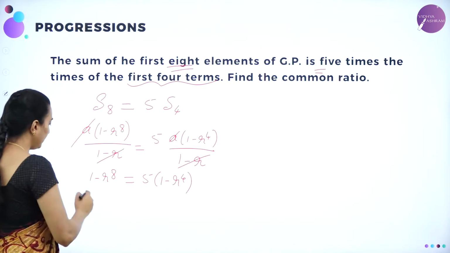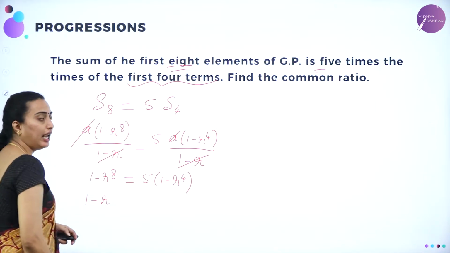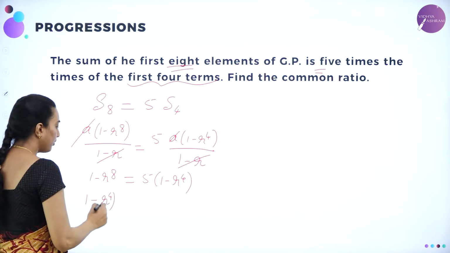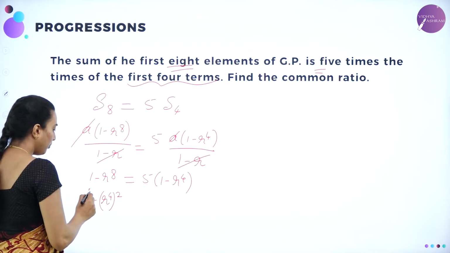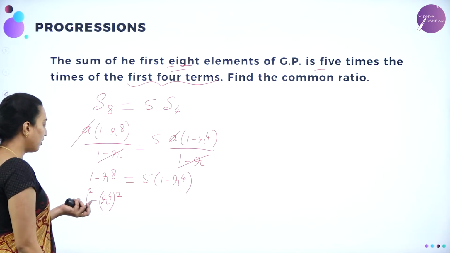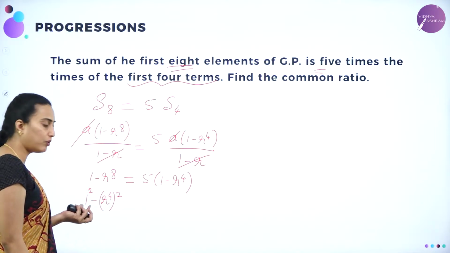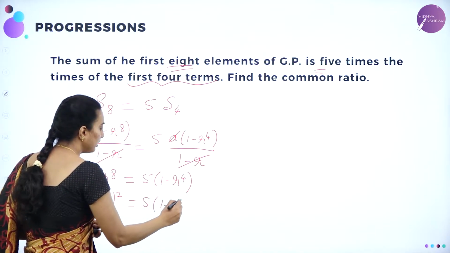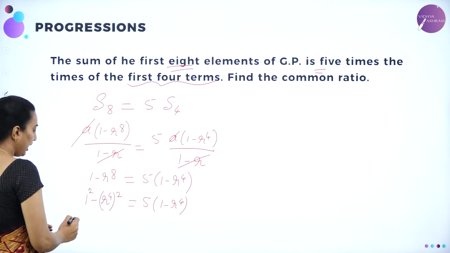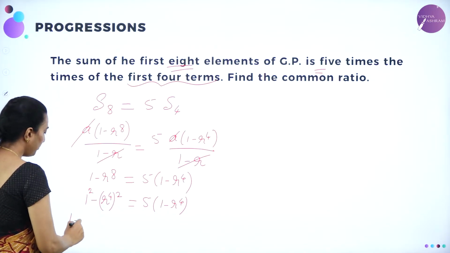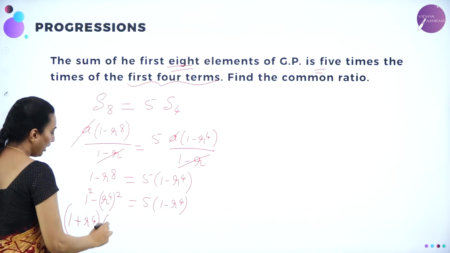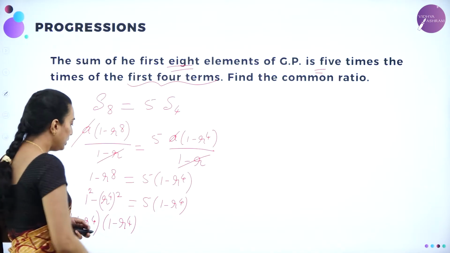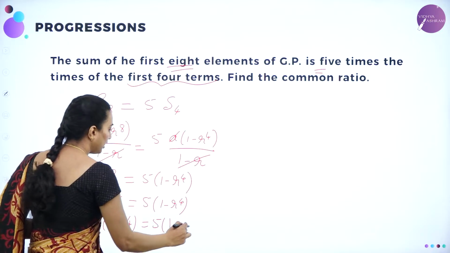Now 1 minus r to the power of 8 can be written as, 4 2s are 8 or 2 4s are 8, which is nothing but 1 minus r to the power of 4 whole squared, which you can write as 1 squared minus r to the power of 4 whole squared. This is according to a squared minus b squared, where a is 1 and b is r to the power of 4, equal to 5 into 1 minus r to the power of 4. Here a squared minus b squared can be written as a plus b into a minus b, where b replaces r to the power of 4 and a replaces 1, which implies 5 into 1 minus r to the power of 4.